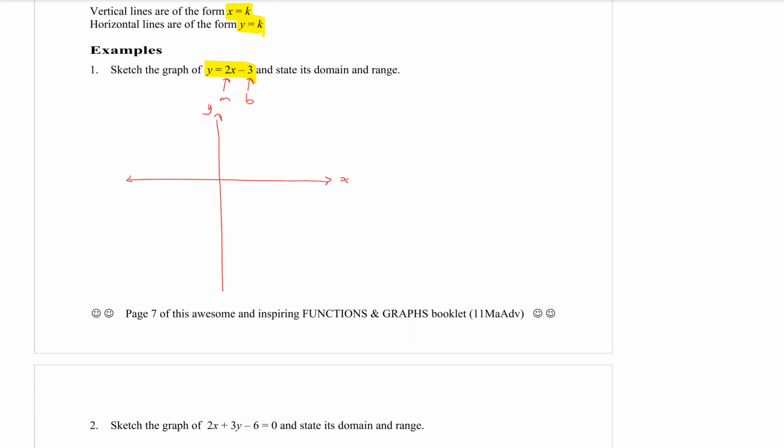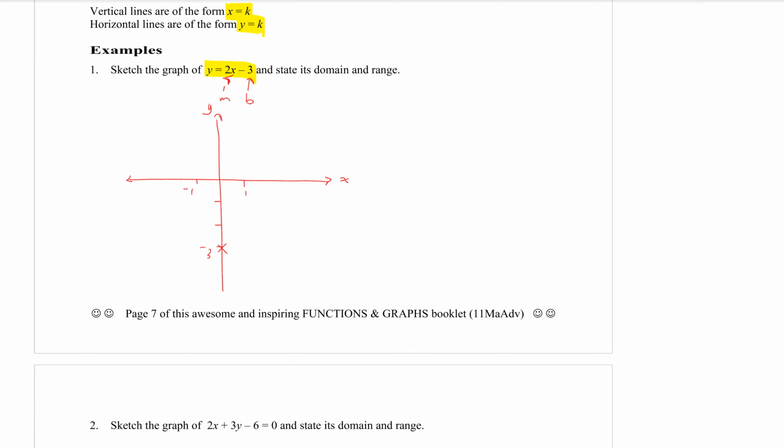My y-intercept is at minus 3. So 1, 2, 3, minus 3, putting a cross there. A gradient of 2, remember you need a rise and a run. Any whole number is going to be over 1. So that would be 2 over 1.